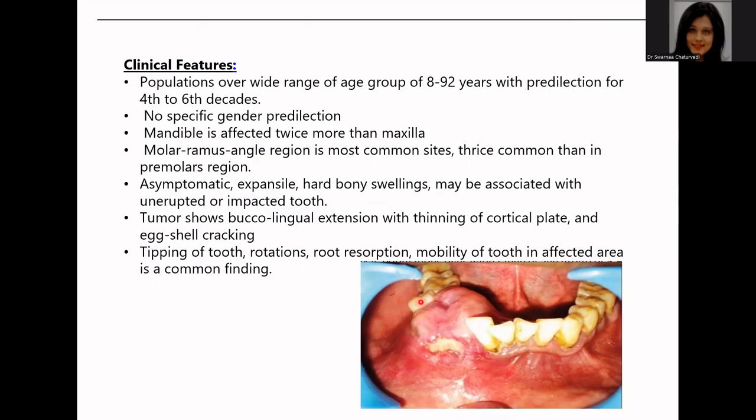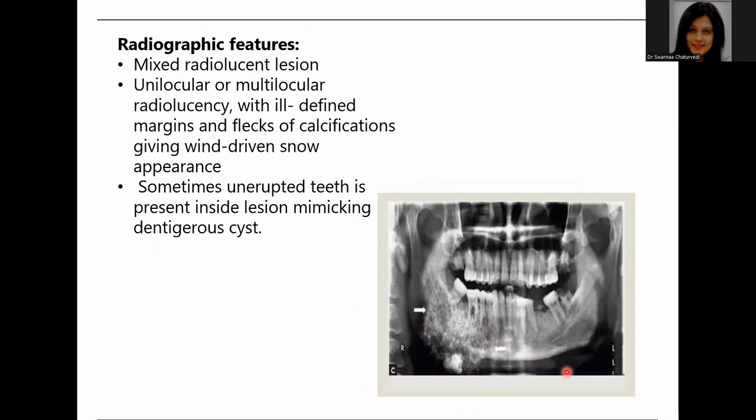You can see in this picture tipping of the tooth. Rotation, root resorption or mobility of teeth in the affected area are common findings. Radiographically, it is a mixed radiolucent lesion, unilocular or multilocular, with ill-defined margins and flecks of calcification, which give a wind-driven snow appearance. Sometimes an unerupted tooth is present inside the lesion, mimicking a dentigerous cyst.